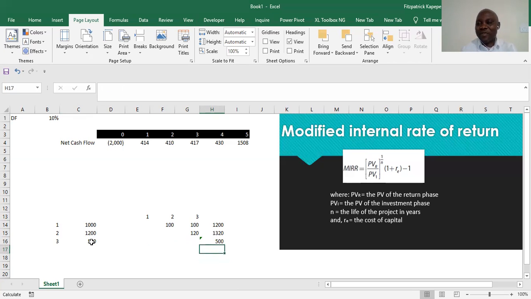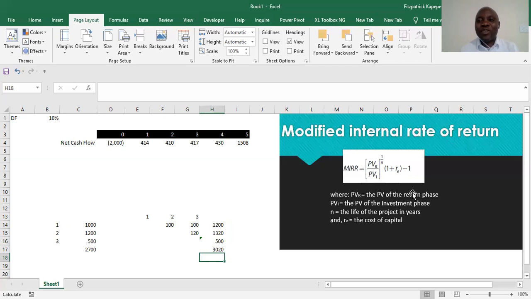So you have these funds like this. Right? So ordinarily, if you're looking at the internal rate of return, you're going to base it on 2.7. But on this side, because you are reinvesting these funds, you have 3,020. But then let's see how you can compute the modified internal rate of return.